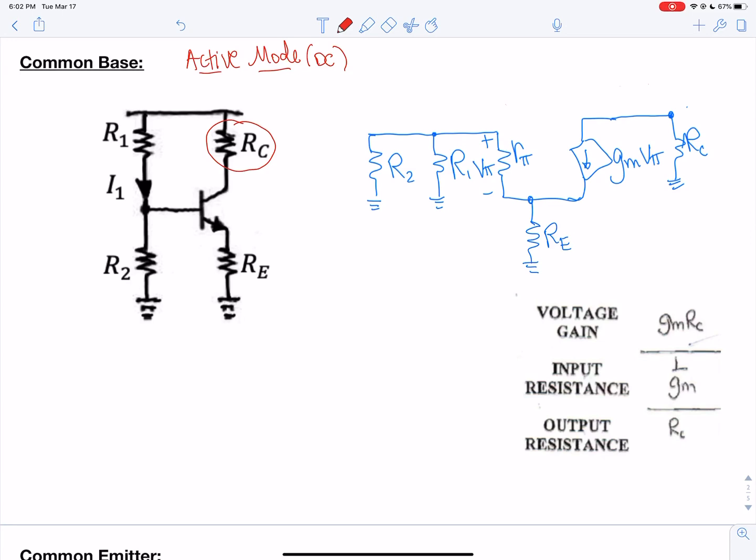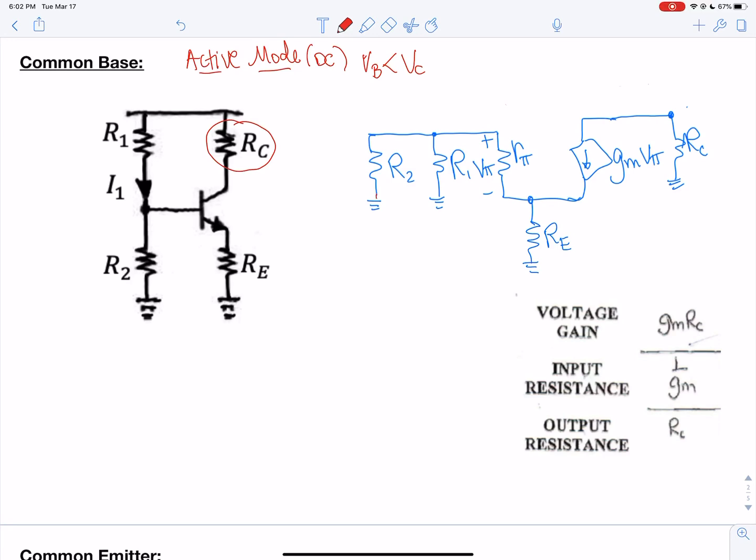So the DC values need to be such that for an NPN you have that VB is less than VC. And so you are going to design this amplifier to create that, and I'm going to go through that in a different video, what those values are and how to find them. Once you get those biased correctly, then you can look at the hybrid pi model.